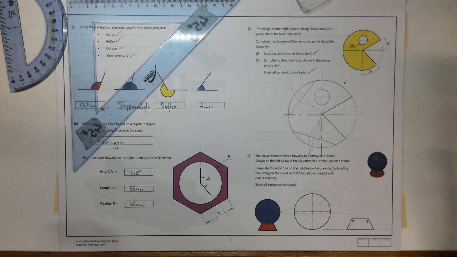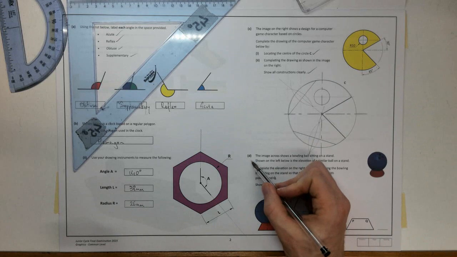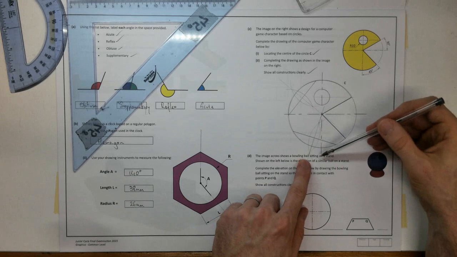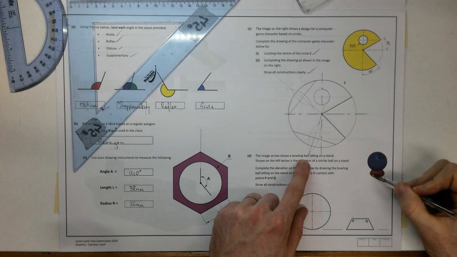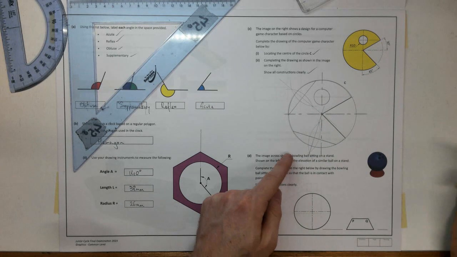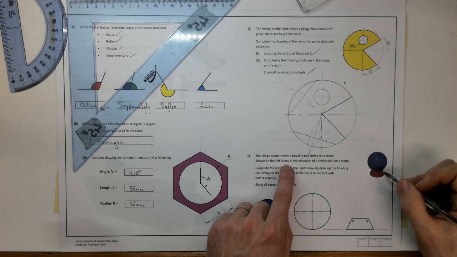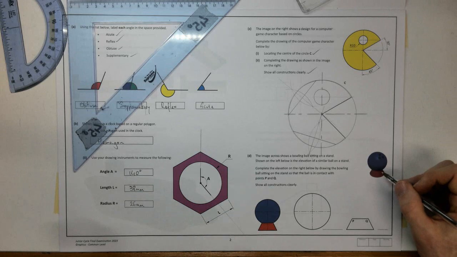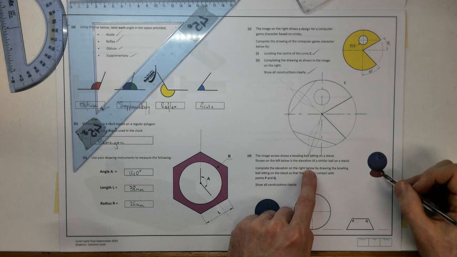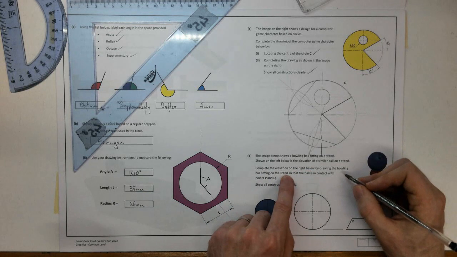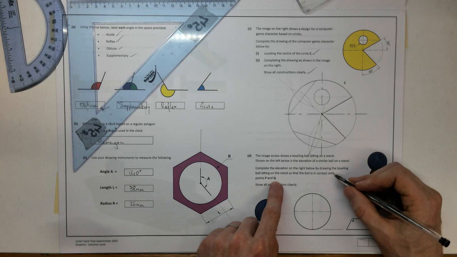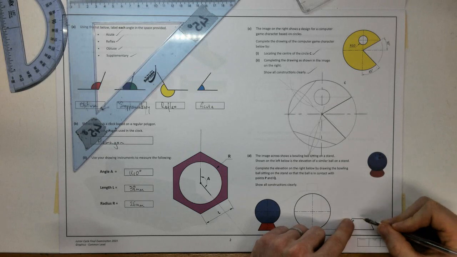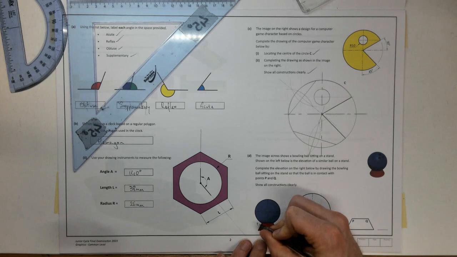So part B done. Then part D, the image across shows a bowling ball sitting on a stand. So here's our bowling ball, and it's sitting on this stand which is a cut cone. Shown on the left below is the elevation of a similar ball on a stand. So we've got a similar thing going on down here. Complete the elevation on the right below by drawing the bowling ball sitting on the stand so that the ball is in contact with points P and Q. So we want to draw this ball sitting here, touching off of P and Q. Okay, so here's our P, here's our Q.